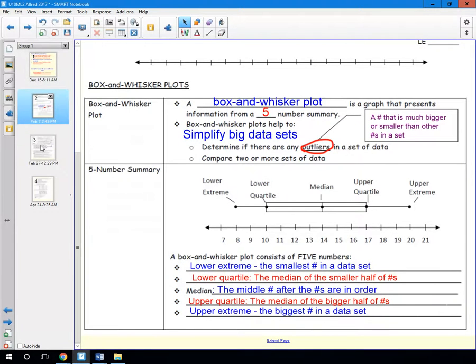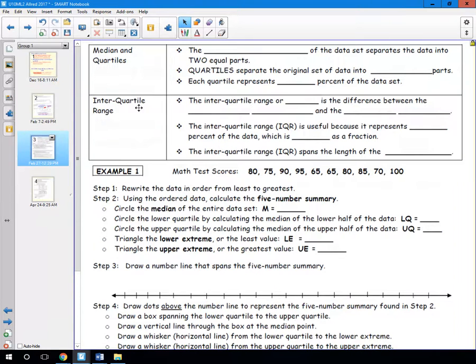So how many numbers do you need for a box and whisker? 5. Okay, so now if we're looking over at the right-hand side, what did we say separates the data into two equal parts? When you separate in the middle, that's the median.